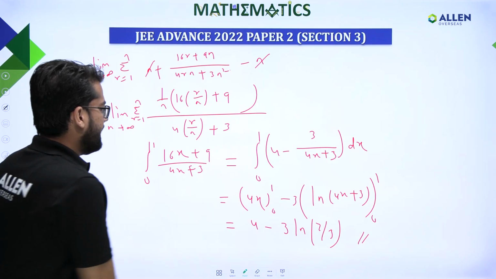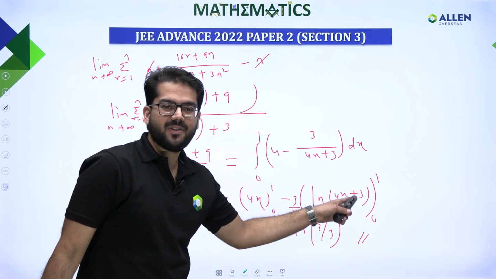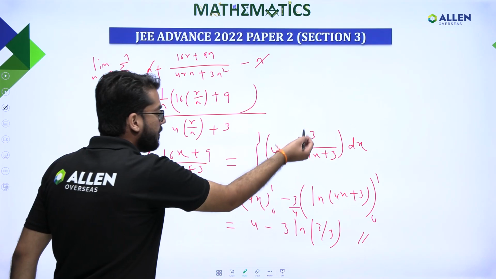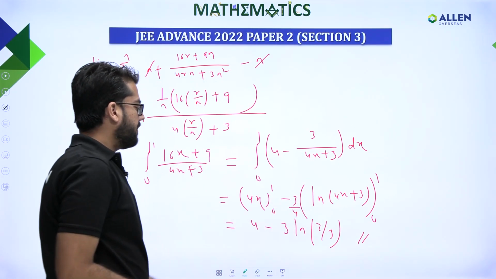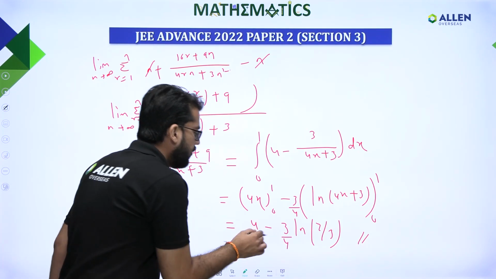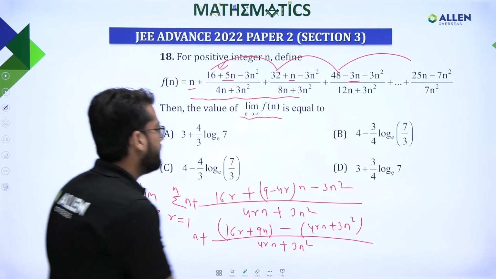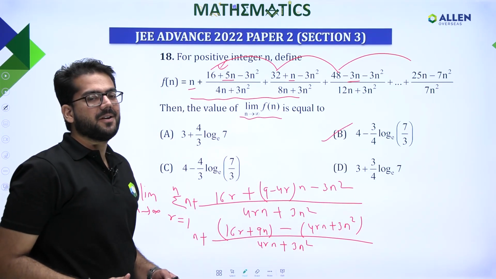3 by 4, yes, here 3 by 4, right. Integration of 1 upon 4x plus 3, we have ln 4x plus 3 upon 4. So here we have 4 minus 3 by 4 ln 7 by 3, where it is 4 minus 3 by 4 ln 7 by 3, option B is the correct one. Hope it is clear to everyone, right.